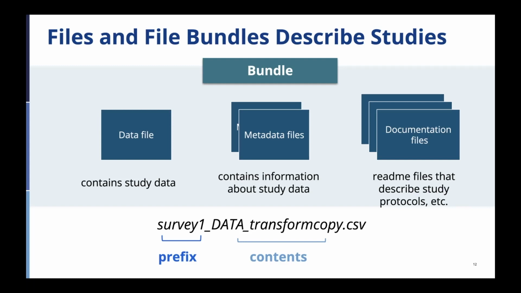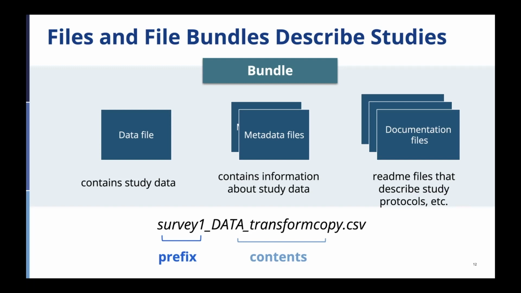At the bottom of this slide, you can see an example file name, survey1_data_transform_copy.csv. Each file is named in a very specific way that consists of a prefix and a suffix. The prefix indicates the bundle that the file belongs to, so that every file in the same bundle has the same prefix. The suffix indicates the type of contents, the purpose of the file, and how the data in the data file has been processed.